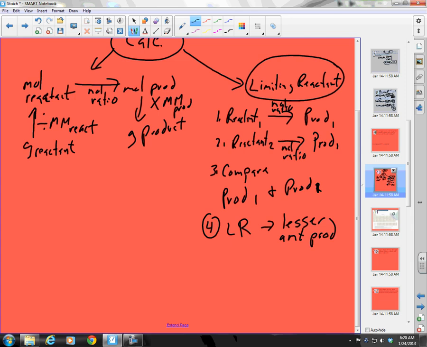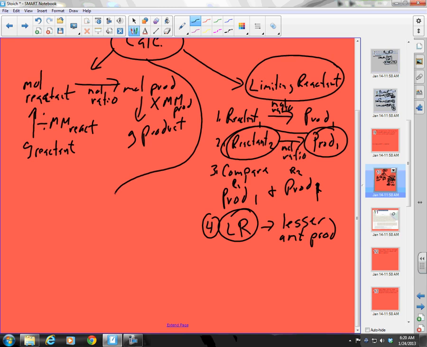We compare my two products, this one from reactant 2, this one from reactant 1. The limiting reagent is the one that produces the lesser amount of product. So if this product is less, that means reactant 2 is the limiting reagent. Good. Now, we have a question about excess reactant.